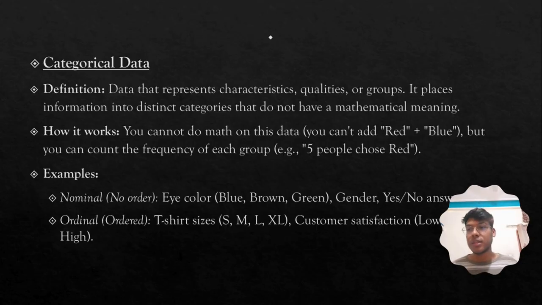And examples of this are nominal data, which are not ordered, like eye color: blue, green, brown, gender: yes, no. And ordinal data, which is ordered. Like I said, the example shown here is ordered t-shirt sizes, like who is taller and who is shorter, what clothes they will buy. So t-shirt sizes: small, medium, large, XL, double XL, 4XL.